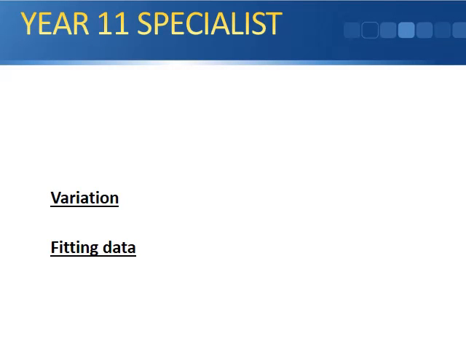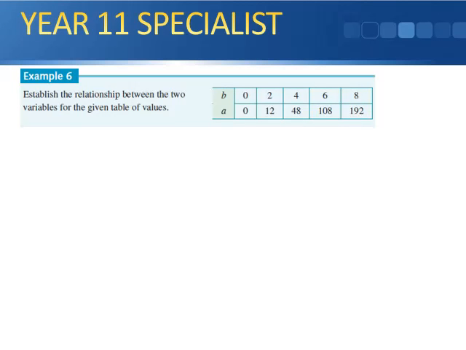Fitting data. So we need to fit data when we're given a table of values, and we've got to establish the relationship. Now, we need to work out first if it's going to be direct variation or inverse variation.